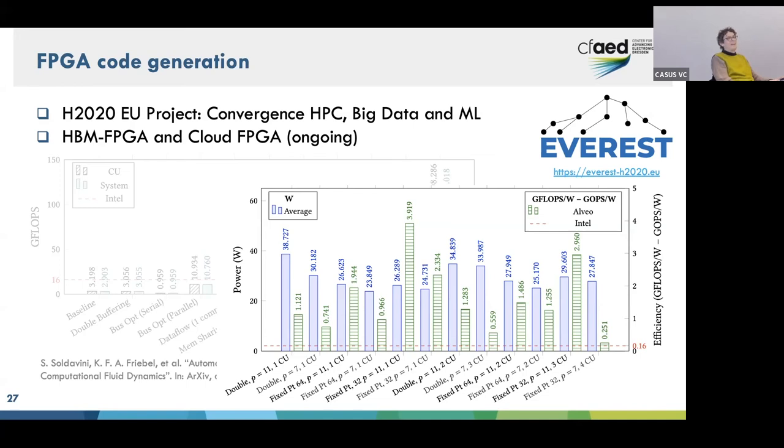Right. So this is power in terms of watts, and how this is measured: here we're using the Alveo FPGA, and this is actually measured physically. There are some monitors that allow you to measure how much current and voltage goes into the system.